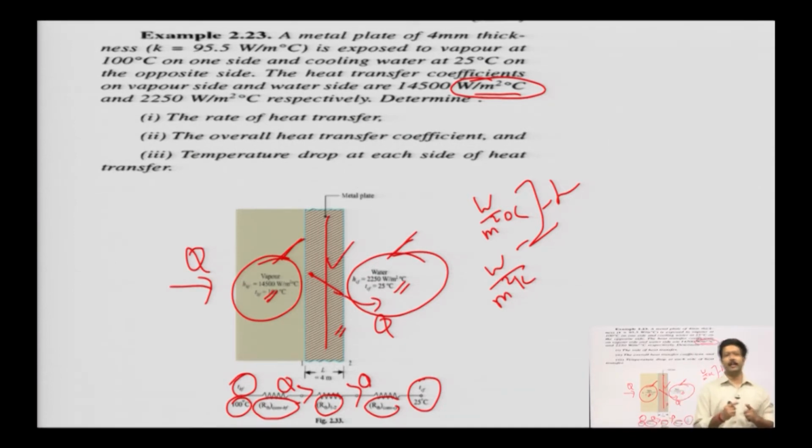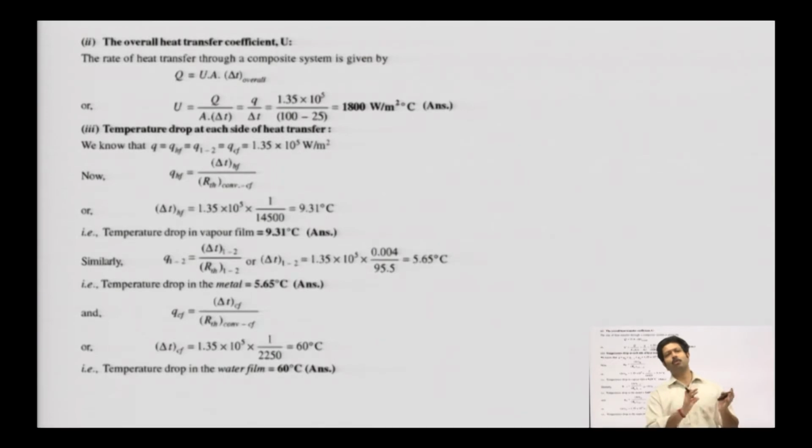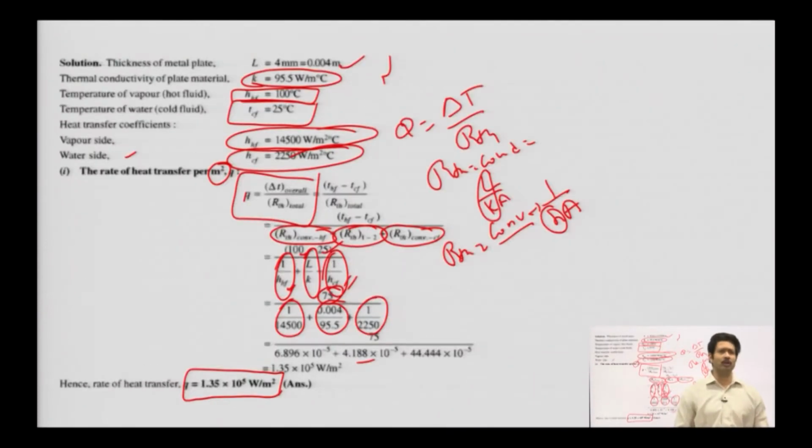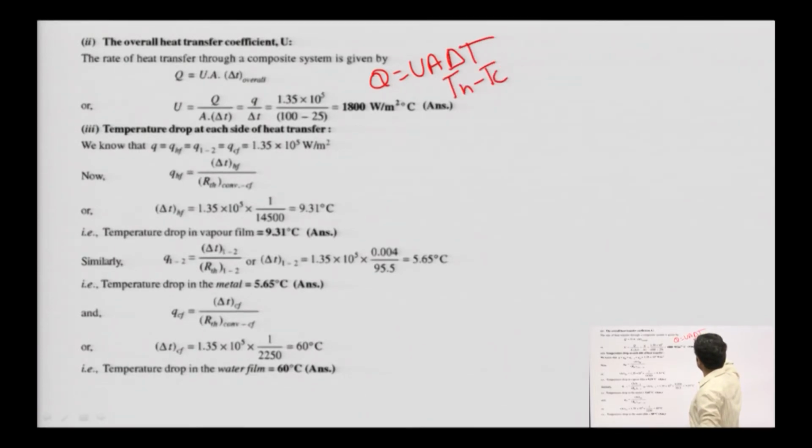There were two elements in parallel, so I will solve it later on. For two things in parallel, you go for the equivalent resistance, and the equivalent resistance will be 1 by R equals summation of 1 by R. You all know. Now the next thing, the overall heat transfer coefficient U. The rate of heat transfer through a composite system is given by, we all know, Q is equal to UA delta T. So delta T will be T hot minus T cold, or it could be Ts minus T infinity, whatever the condition is in the numerical.